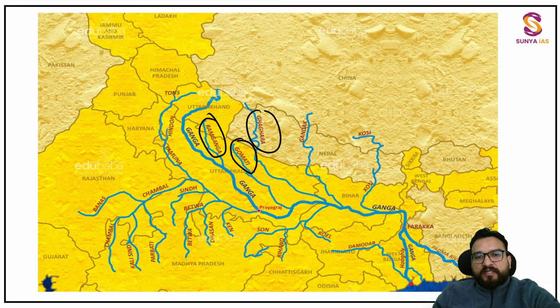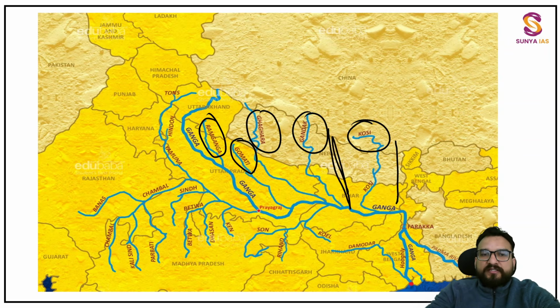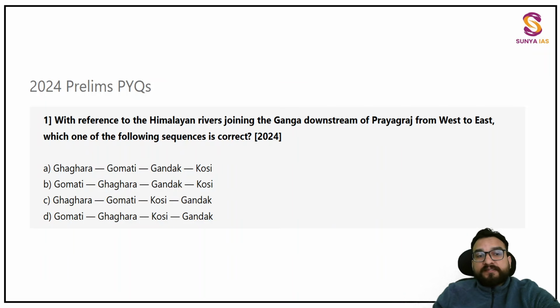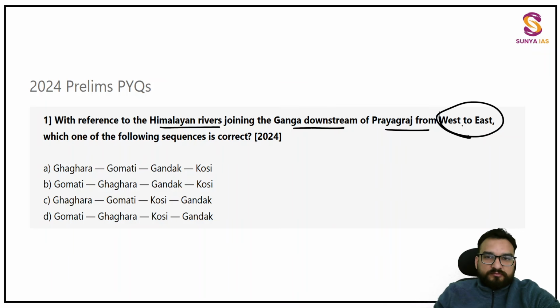Okay. This is also one good map over here. Ram Ganga, Gomti, Ghagra, Gandak, and Kosi, Mahananda, Budi Gandak they have not shown, so they add this also. Now see this particular part, guys. 2024 question. With reference to Himalayan rivers joining the Ganga downstream Prayagraj from west to east. Right, so one good question, but easy question.